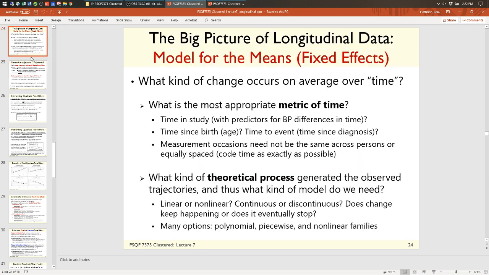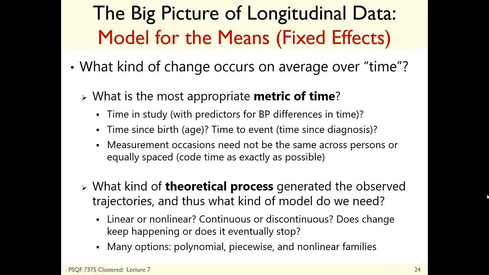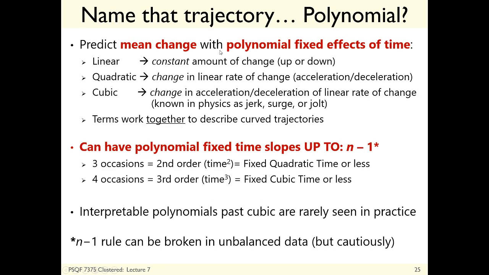So I'm going to cheat ahead here a little bit. Slide 24 is where we're picking up. So what kind of change do you have? We talked about this just a minute ago. What kind of metric of time do you have? And second, what kind of theoretical process is responsible for change? Oftentimes that can help guide you to a certain type of model, whether it's theoretical or study generated. I want to show you a brief overview of 3 different types of change models. One you're already familiar with, which is polynomial change.